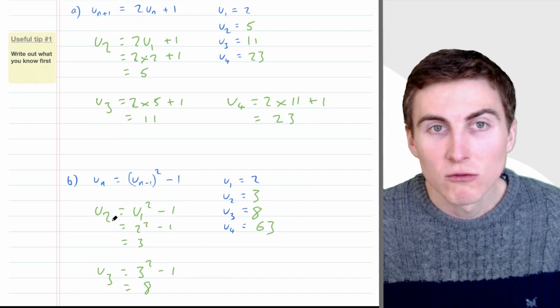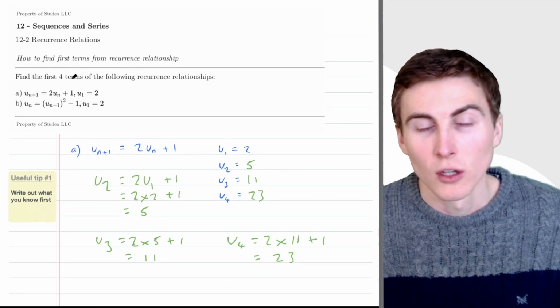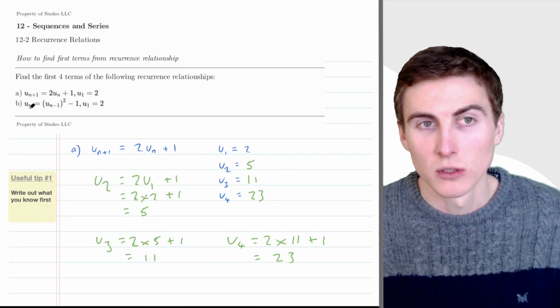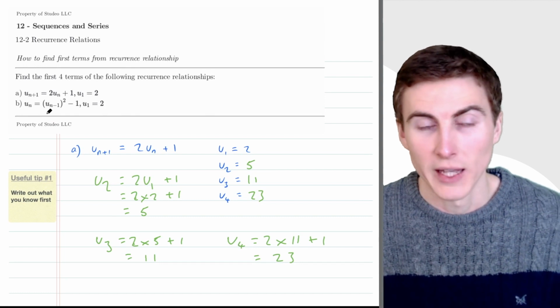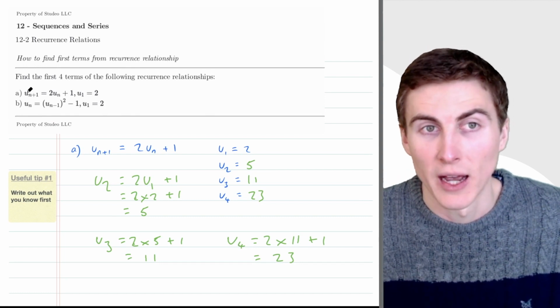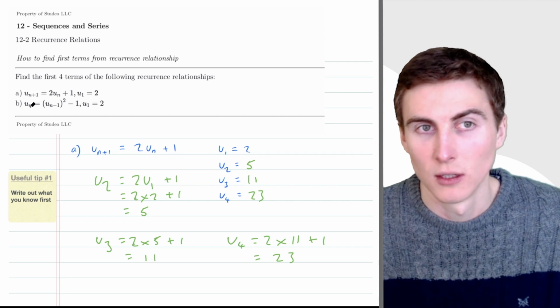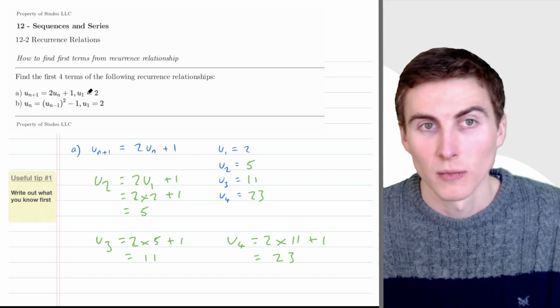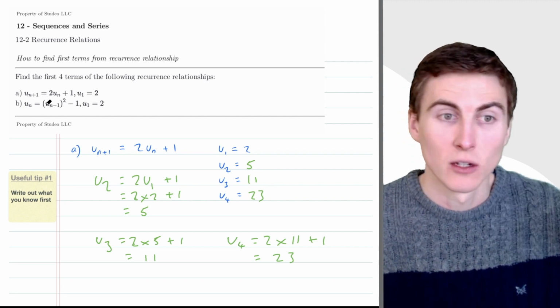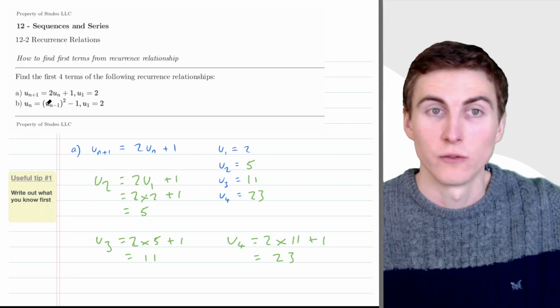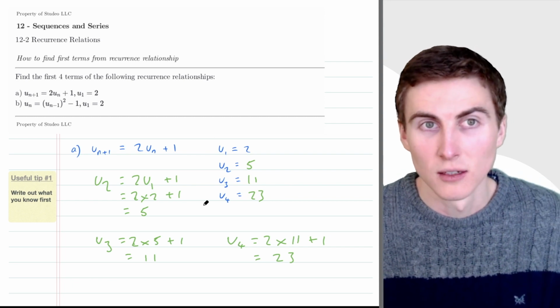So remember, for these recurrence relationships, you're just finding the next term in the sequence using the previous term. And it doesn't matter if they're representing the next term as un plus 1 or un. It doesn't really make any difference. You just plug in the first value to find the second one, do it again to find the third, fourth, and so on. And that's it.